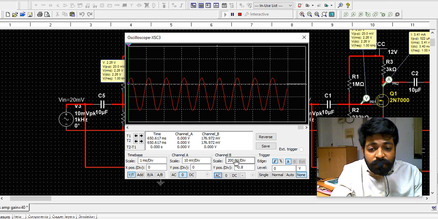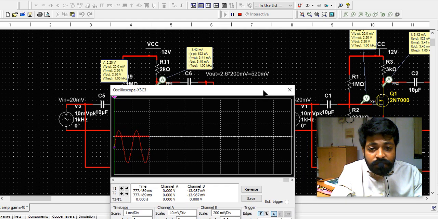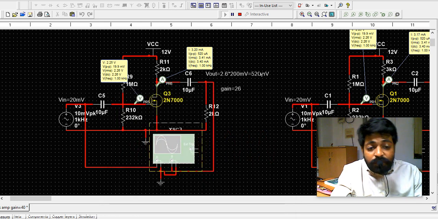So 200 milli is one division, and you got it around 2.6 times. So 2.6 times of 200 millivolts per division, so the output you finally got is around 520 millivolts without any disturbance or distortion. You got this much.